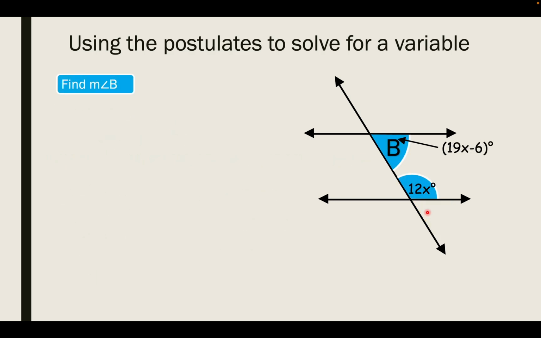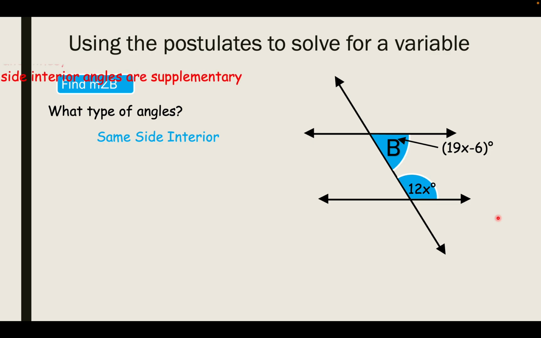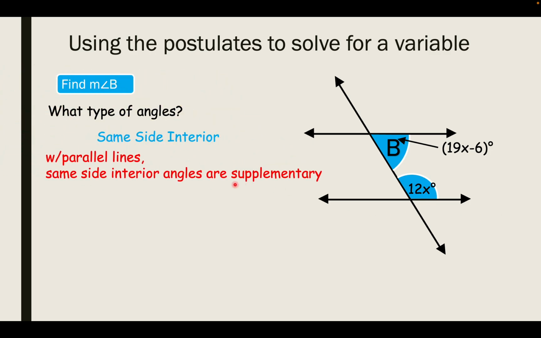Example 2, we need to find the measure of angle B. Well, what type of angles are we dealing with? These angles are same side interior. With parallel lines, I recall our same side interior angles are supplementary, meaning they add to equal 180. So if we take this angle, the 19x minus 6, add it with 12x, we can set it equal to 180 and solve for x.